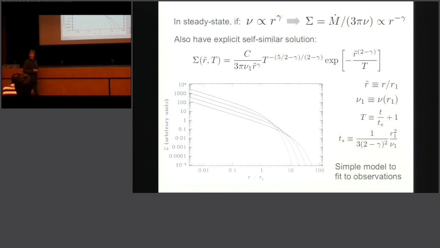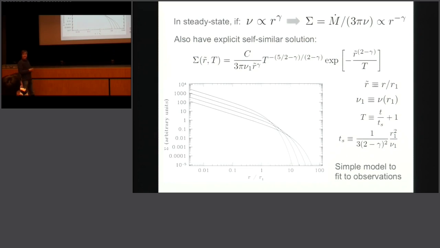There are then some other solutions which can also be derived from those same kind of equations. One is a steady-state solution if the viscosity is a power law in the radius, so it's r to gamma, where gamma is some power. Then in a steady state, the surface density away from the boundaries is just the accretion rate divided by 3 pi times that viscosity. So it's then inversely proportional to this power of gamma.